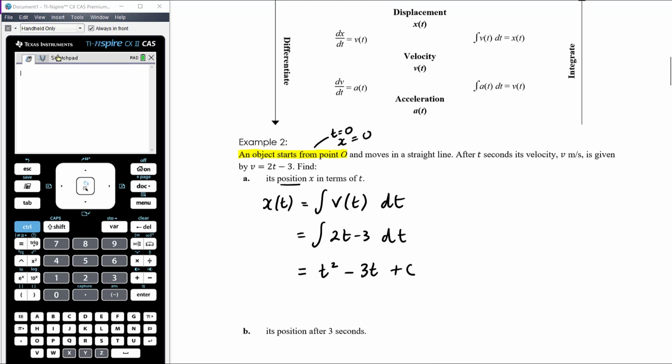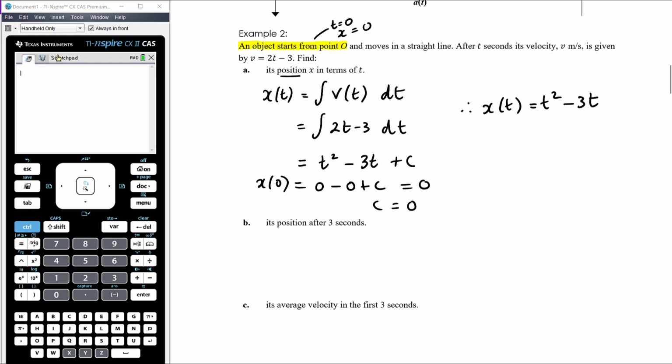So we know that x of 0 is going to be 0 minus 0 plus c, and we know that equals 0, and so therefore c equals 0. So therefore, our displacement is t squared minus 3t.